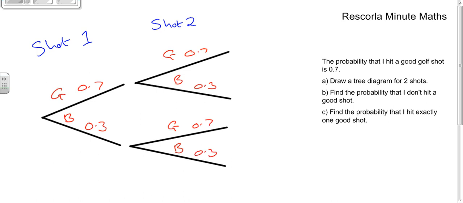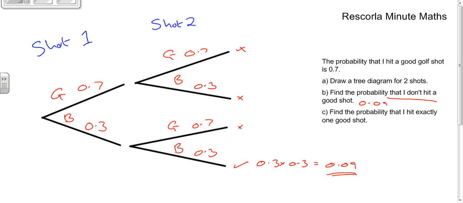Now what I've got to do is find the probability that I don't hit a good golf shot. So if I don't hit a good golf shot, this one here, I've hit 2 good golf shots. So I don't want that one, sorry. This one here, I hit 1 good golf shot first of all, and then I hit a bad shot. This one here, I hit a bad shot first of all, and then I hit a good shot. This one down here means I hit a bad shot, and then I hit a bad shot. So this is the one I want. I don't hit a good shot. So that's going to be 0.3 times 0.3, which equals 0.09. So that's the probability for this one, 0.09. Well done if you got that one.